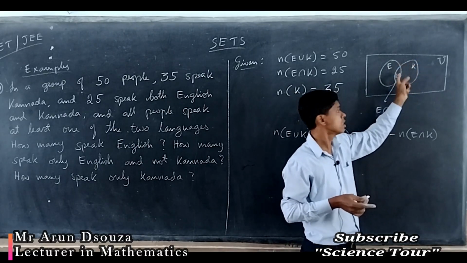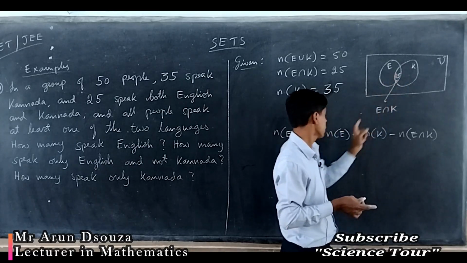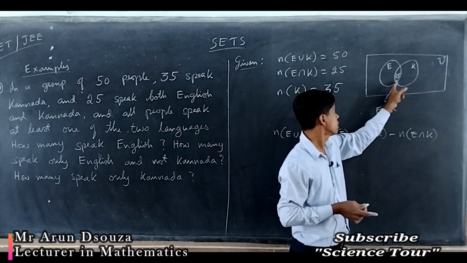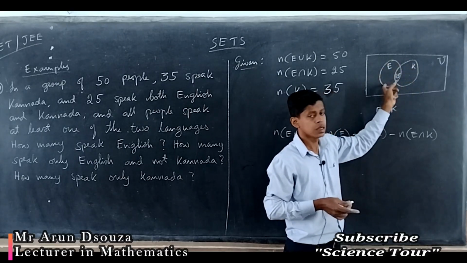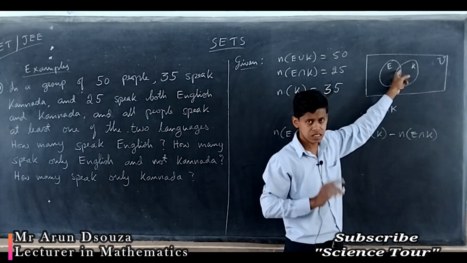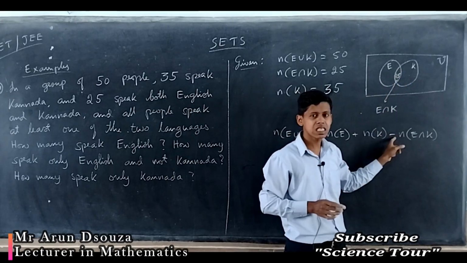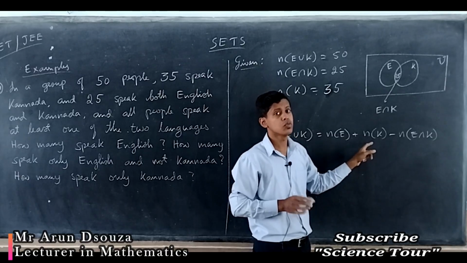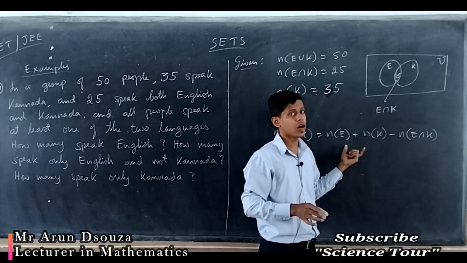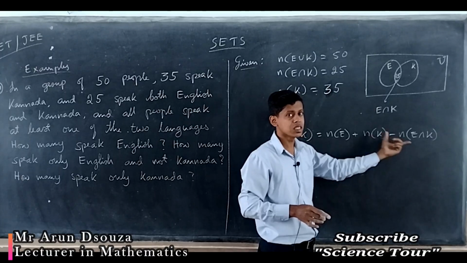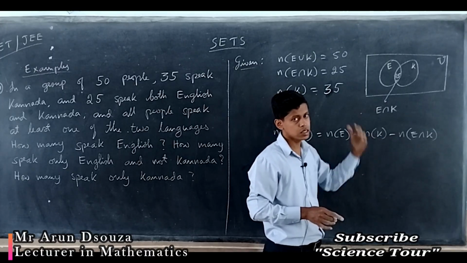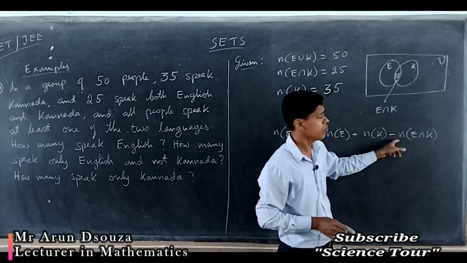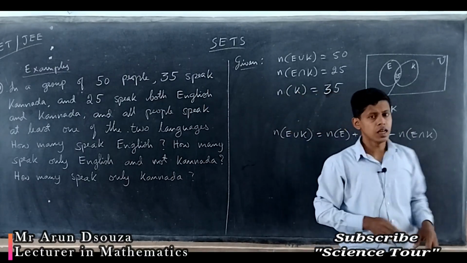Now what has happened is, this region you have added twice. You have included it here, you have included it here also, but the union has this region only once. So that means you have to subtract it once, because you have added twice. You must add only once. So if you have added twice, you will subtract once, hence it is added once. So that's the reason you have this minus N of E intersection K.